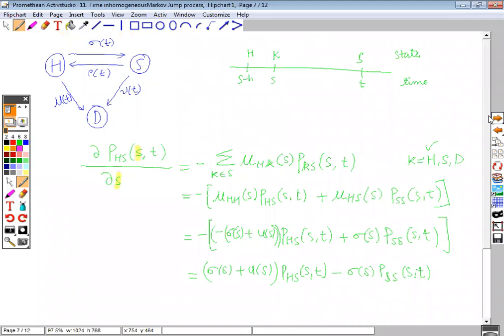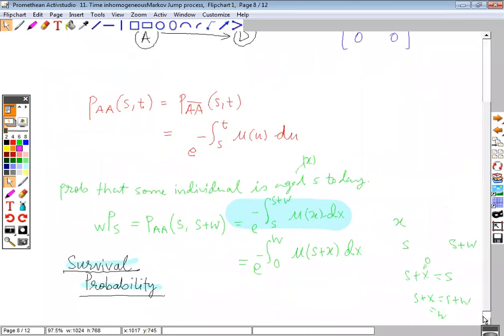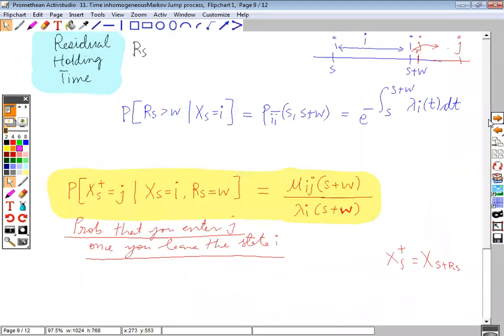And then we saw some examples from the healthy sick dead model. And today we'll see the integrated form of this particular model again. So let me just copy this. Okay. And then we saw similar stuff for this two-state model. And we saw some more notations. I guess this was previously discussed as well, so not particularly new.